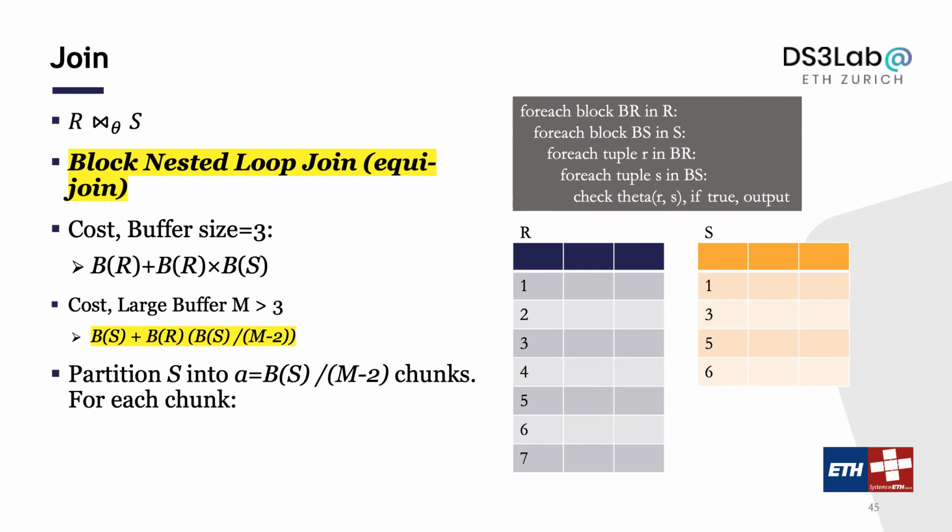What you are going to do is partition S into smaller chunks. Because I have a large buffer, a buffer of size M, I'm going to partition S into a whole bunch of chunks where every single chunk contains M-2 pages. And then how many partitions do I need? I need BS over M-2 chunks.